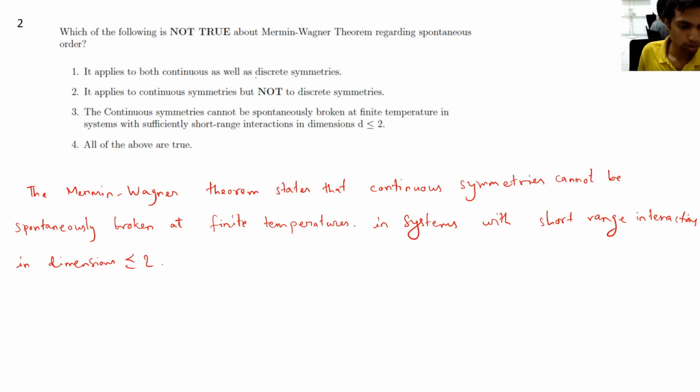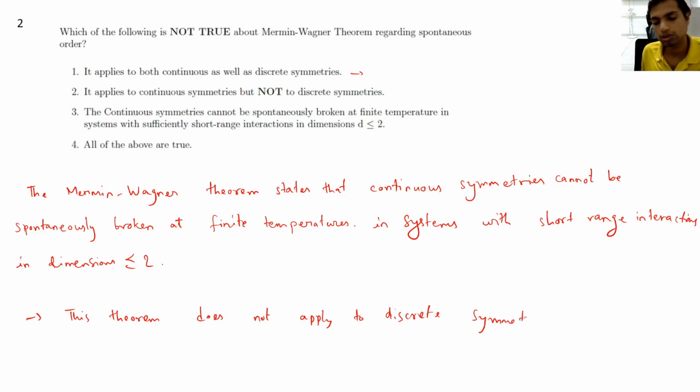So this theorem does not apply to discrete symmetries. It only applies to continuous symmetries. So this statement is wrong, or which is not true. I mean, this is your answer basically. So it applies to continuous symmetry but not to discrete symmetries. So this statement is true.